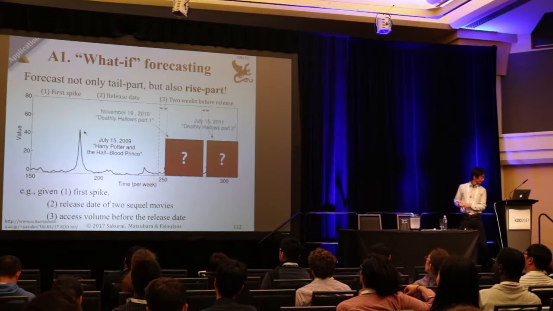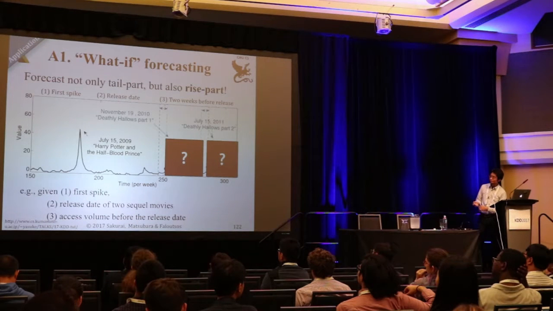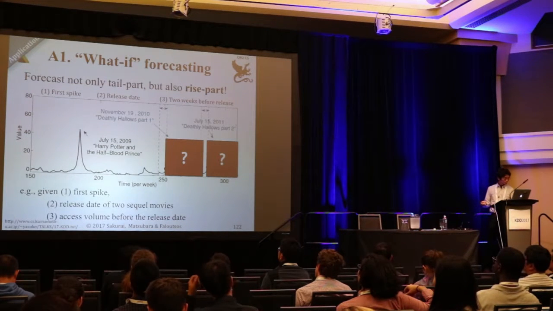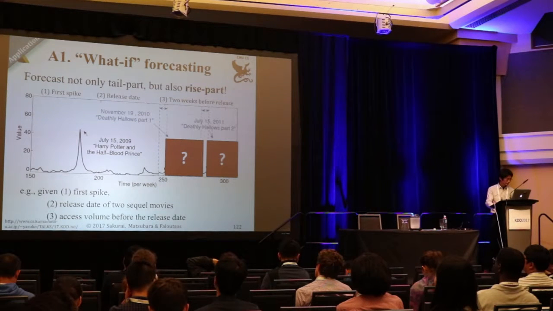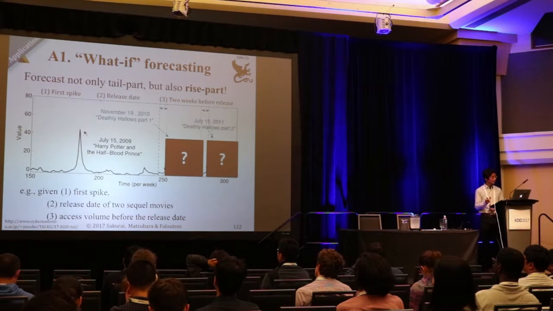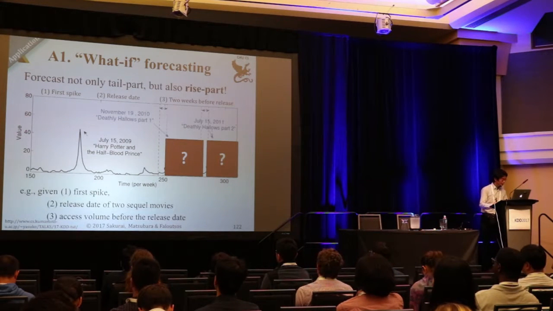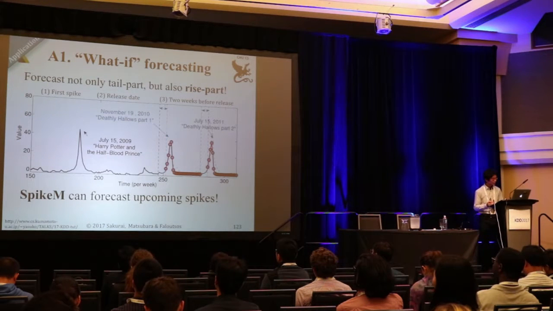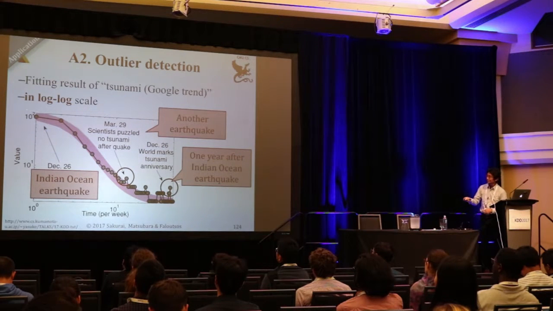The first one is the first spike. This example is a Harry Potter movie, using Google data for the keyword Harry Potter. For example, Harry Potter and the Half-Blood Prince, which was released in 2009. We learned this spike and estimated the model parameters. Then we also need the dates of the 2 next movies, and the access volume before the release date, so we can forecast the rise part for the 2 next movies.